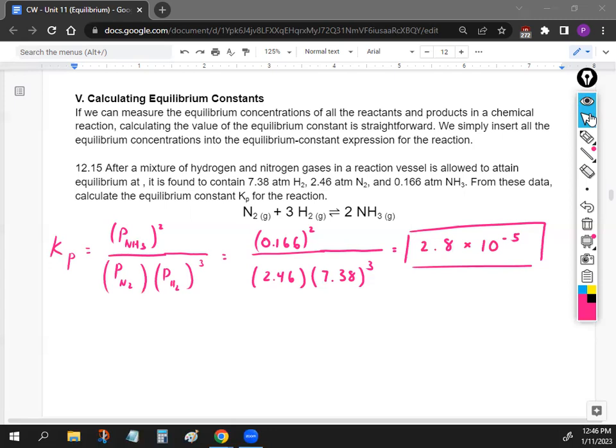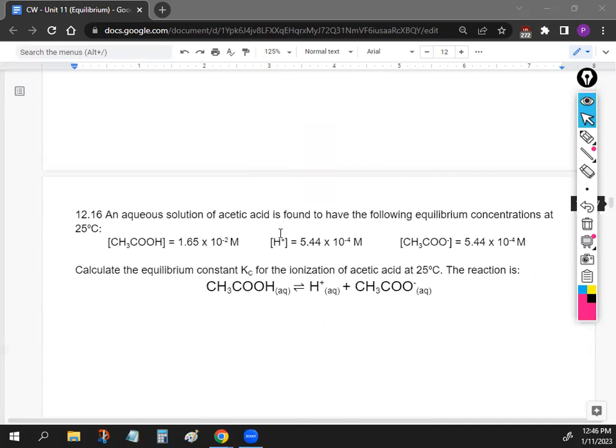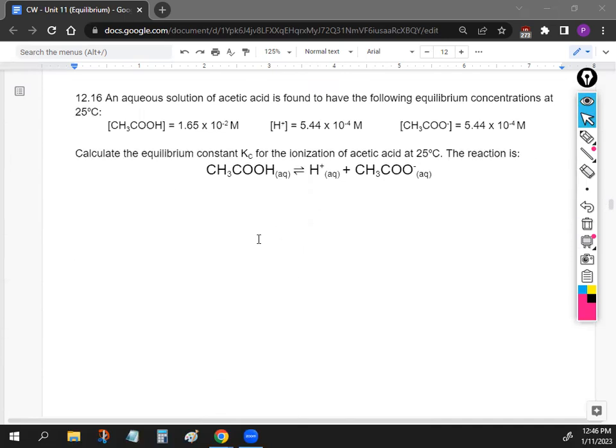Okay. All right, so you should have gotten 2.8 times 10 to the negative 5. Everybody good with that? That's pretty much it. All you have to do is plug in the pressures and that gives the equilibrium constant. I'll give you about 2 minutes to try it again. This time with 12.16, I'll let you try it on your own. Take about 2-3 minutes to solve this. Check with the person next to you, and then we'll go over the answer in just a second, okay?